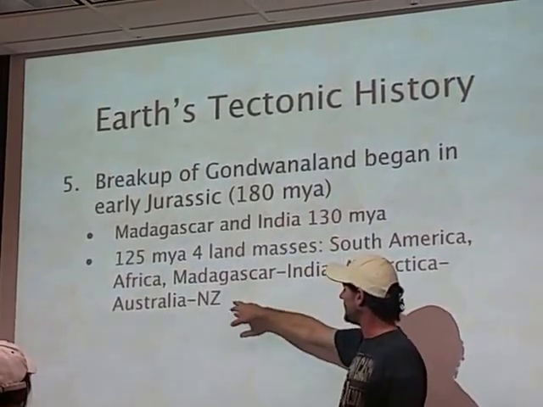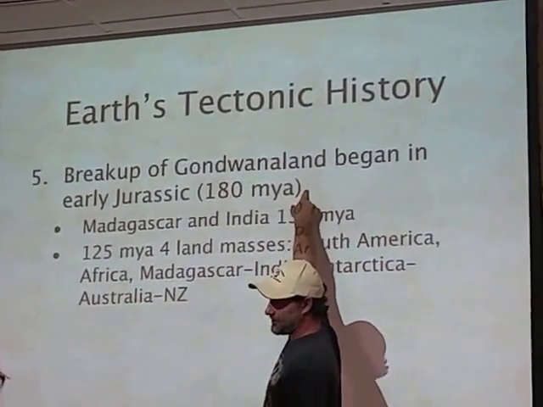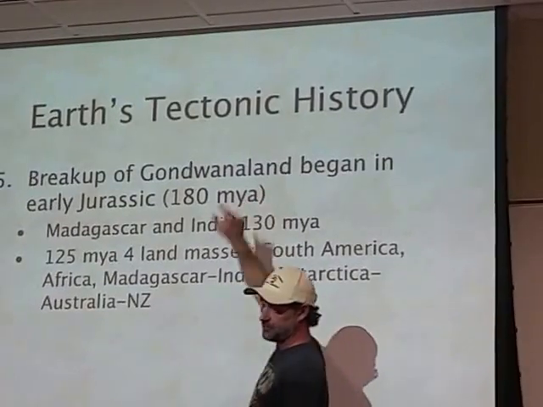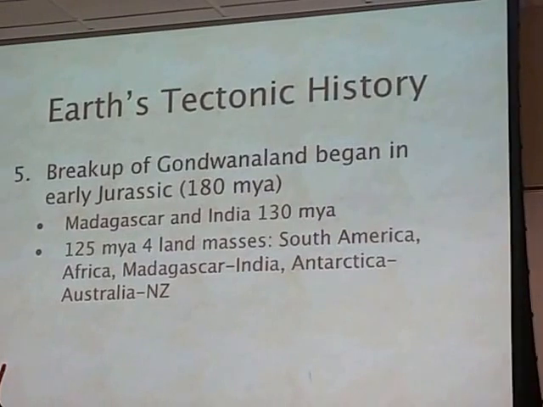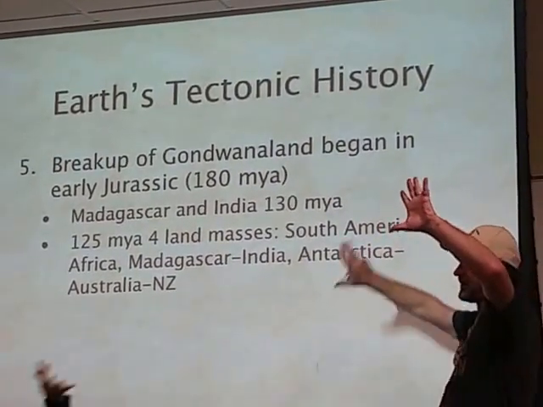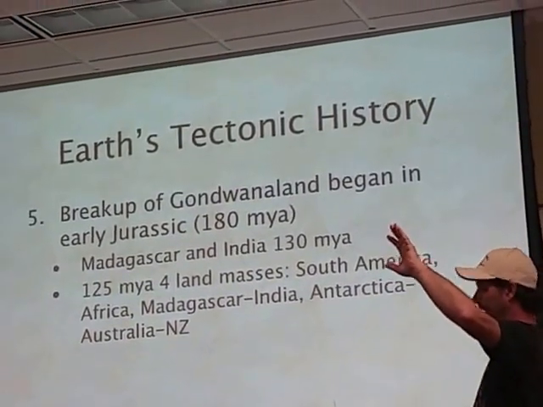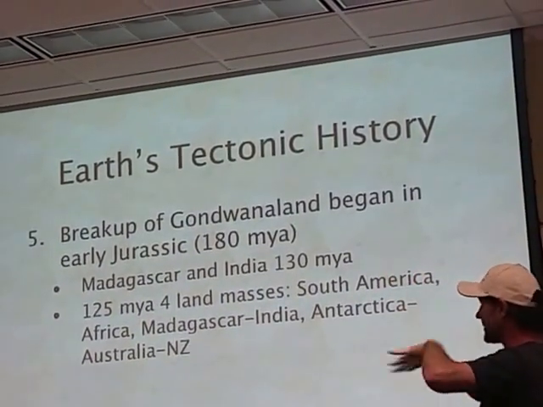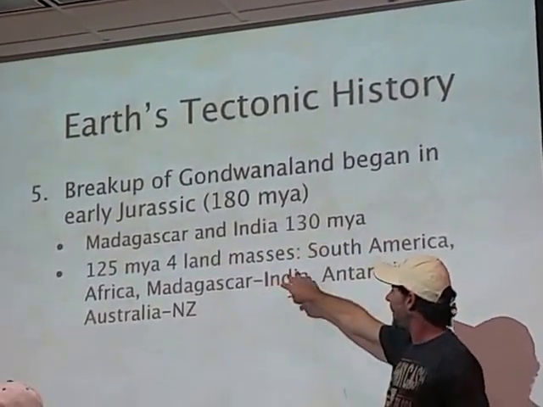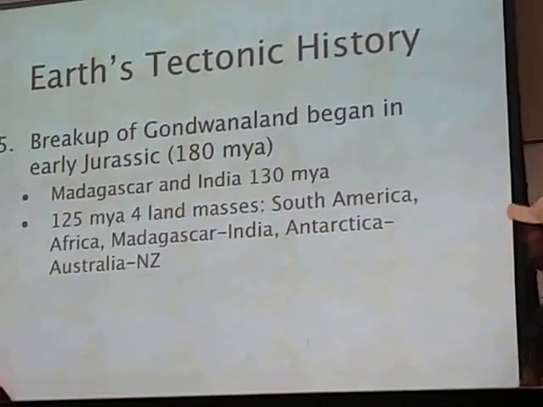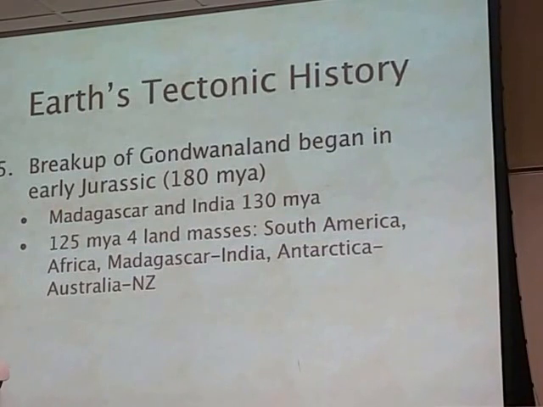I didn't put that on here, but I'm making note that Antarctica, Australia, and New Zealand, their breakup is about 180 million years ago. They're the first to separate. So they broke right when? As soon as Pangea breaks up, Australia and New Zealand and Antarctica break off right away. And then the rest of them are together for about 50 million years, and Madagascar and India break off. And then South America and Africa break apart mostly at around 125 million years ago.